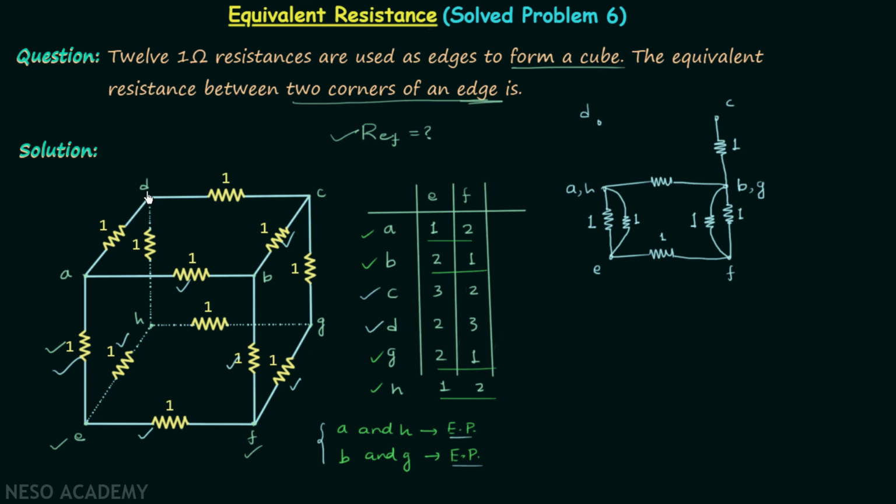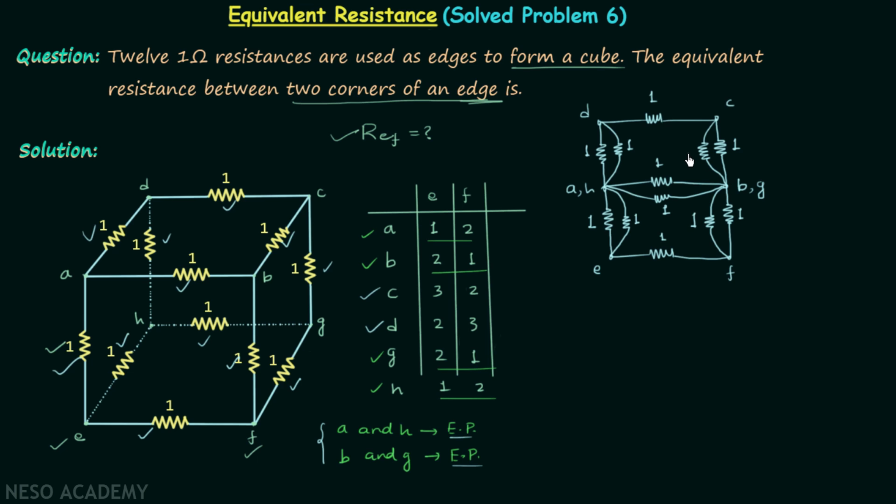After this, between D and C we have a 1 ohm resistor. Then between A and D we have a 1 ohm resistor. Between D and H we have a 1 ohm resistor. Then between H and G we have a 1 ohm resistor. And between C and G we have a 1 ohm resistor. So we are done with all the resistors we are having in the skeleton.